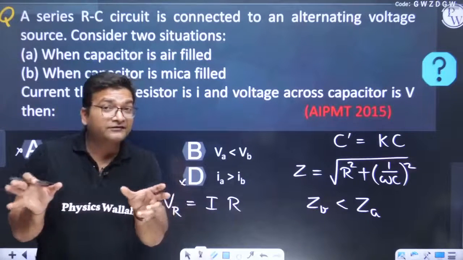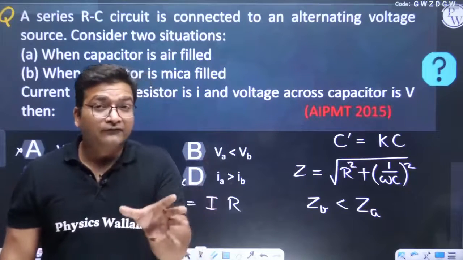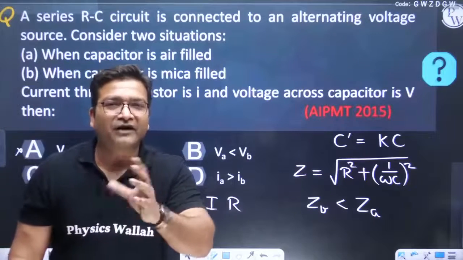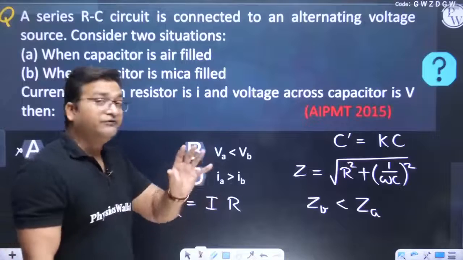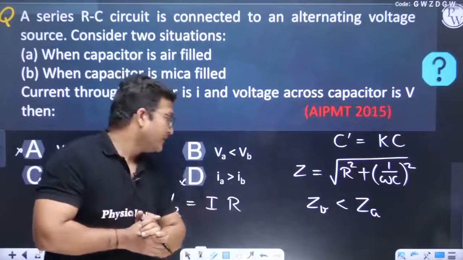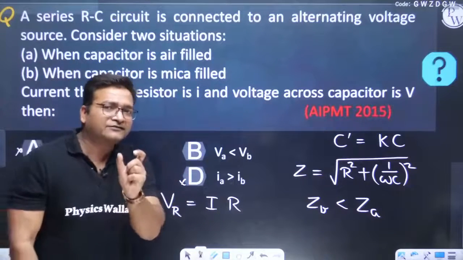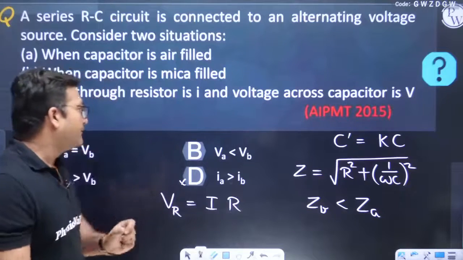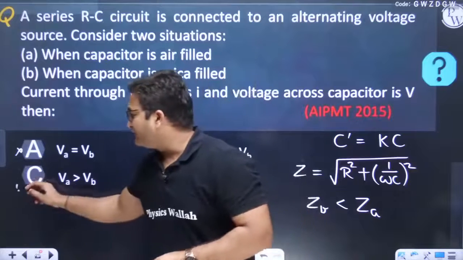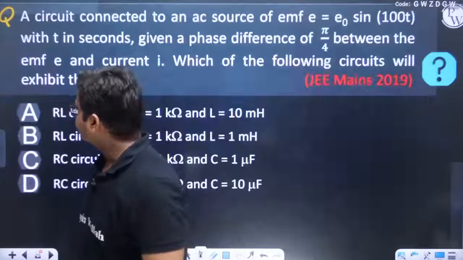And as they are in series, if the voltage across one is increasing, the voltage across the other will definitely decrease, because the vector sum is constant, and it is equal to the effective voltage applied across them. So as VR is increasing, VC, the capacitor voltage, must decrease. So we must have the voltage in case B smaller than the voltage in case A. So that is the answer to this question.